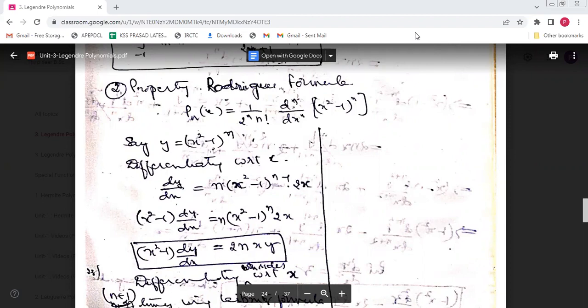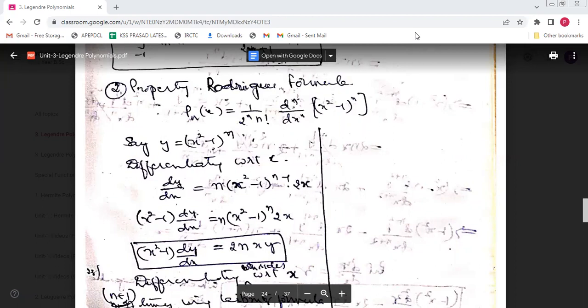So today we are going to continue with the Rodrigues formula of Legendre polynomials. So that Pn of x equal to 1 by 2 power n factorial, nth derivative of (x square minus 1) whole power n.